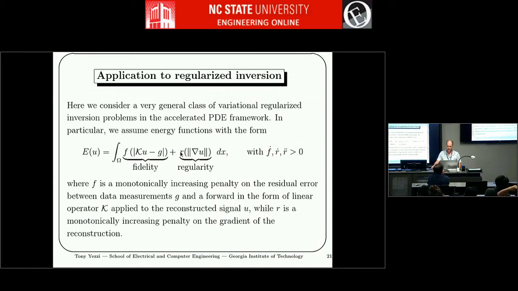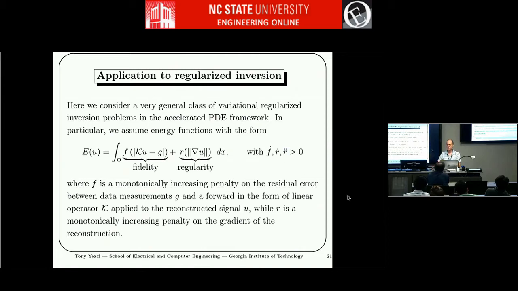So in addition, you're going to pay a cost for the gradient, for high spatial gradients and variations in your estimate. So you're looking for some kind of a regularized version of an estimate that will still reasonably approximate the measurement data G. Once again, you assume that this R is a monotonic penalty. And for existence and uniqueness, we also need that it's convex, just the function R. The whole thing doesn't have to be convex, but R should be.